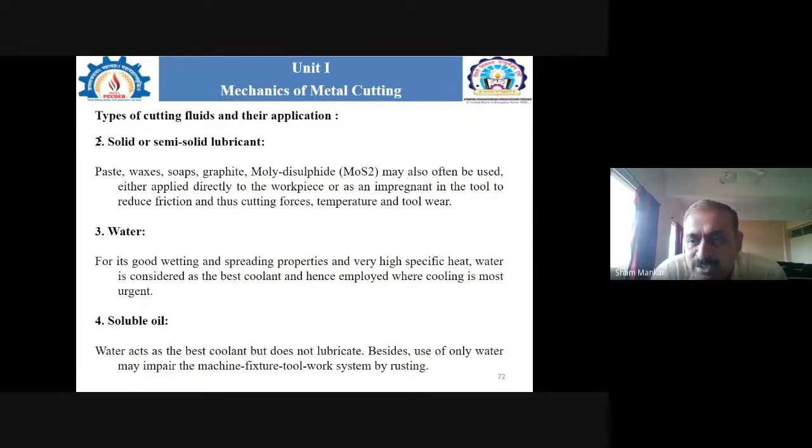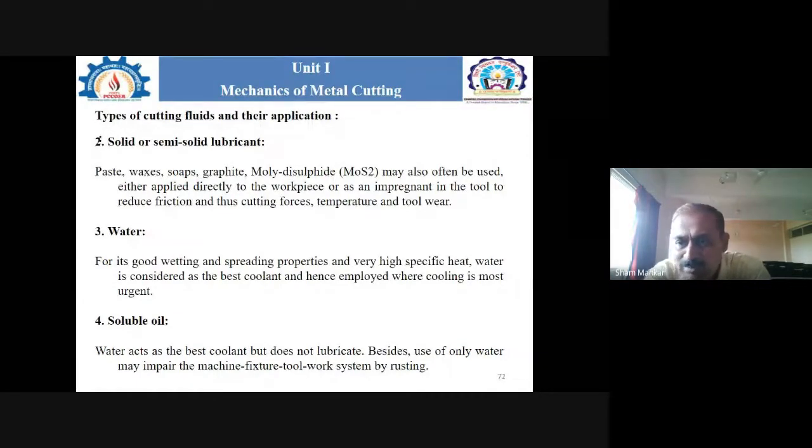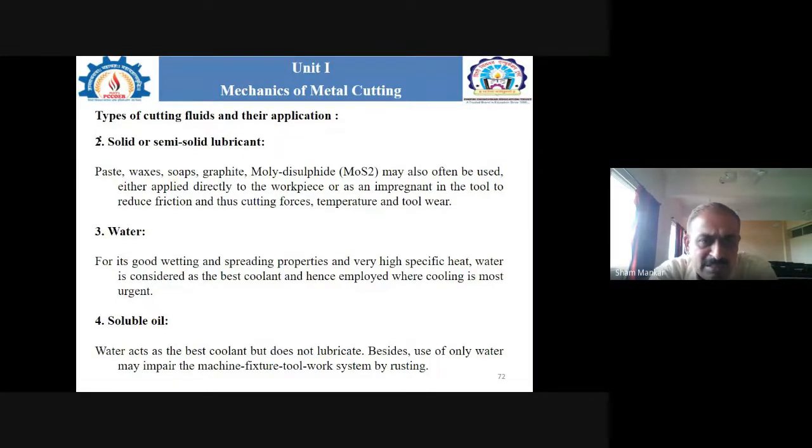Similarly, there is no chemical reaction with the chips which are formed during the machining operation, as well as on any part of the workpiece material or on the machine components. Okay. So solid or semi-solid lubricants we may select in different forms as mentioned here: in the form of paste, waxes, soap, graphite, and other solid and semi-solid lubricants.